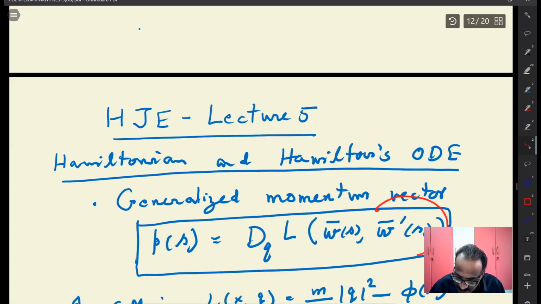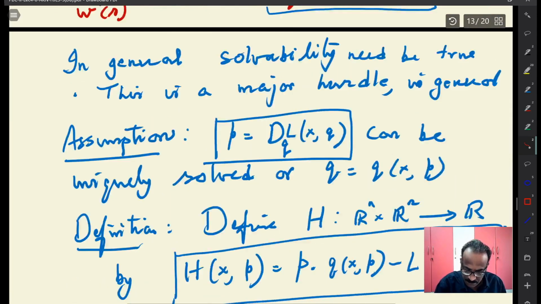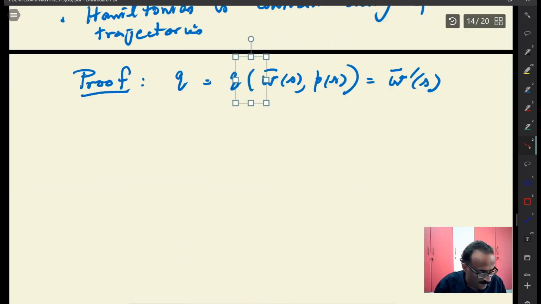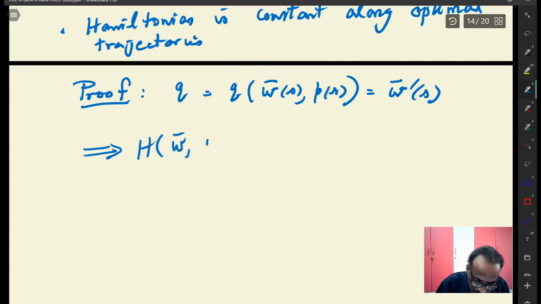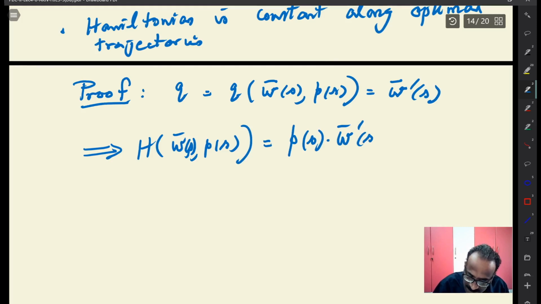So the Q is nothing. This is the equation you are solving. So the Q is nothing but W prime of S. Okay, so you can see that one. Once you have that, that implies H of W bar of S, P of S. You always write W bar of S. P of S is nothing but by definition P of S W bar prime of S. That is how it is defined.